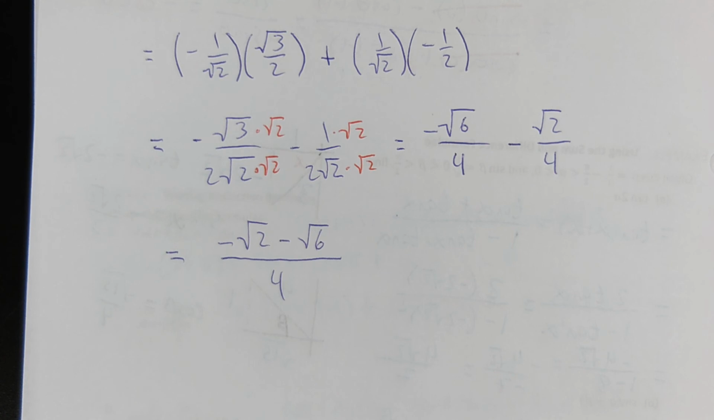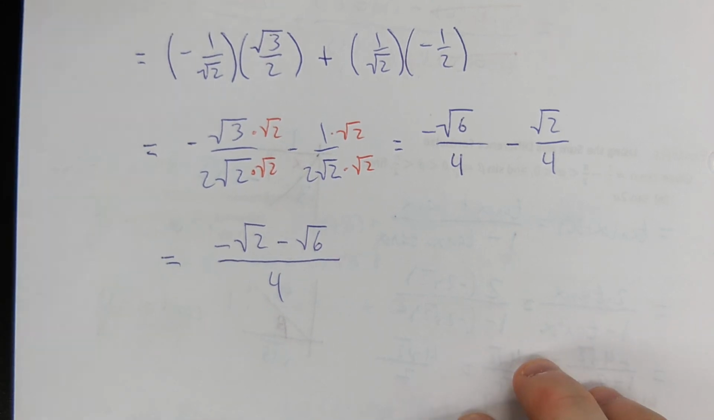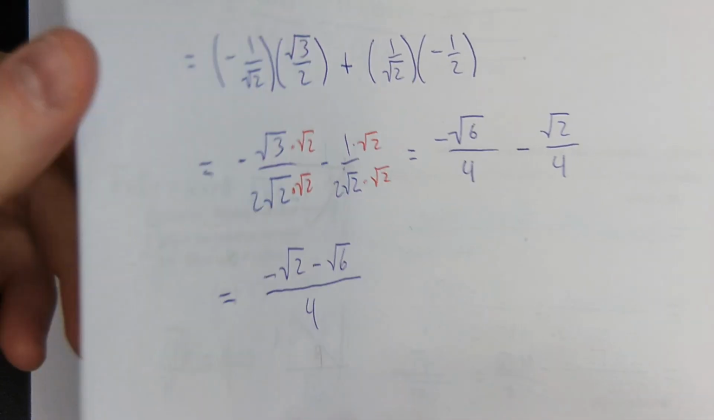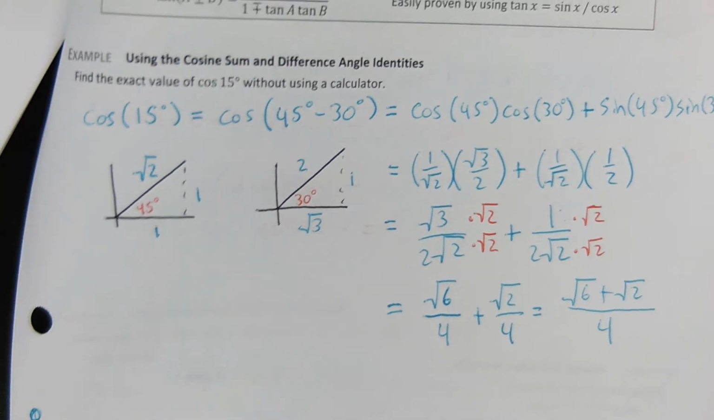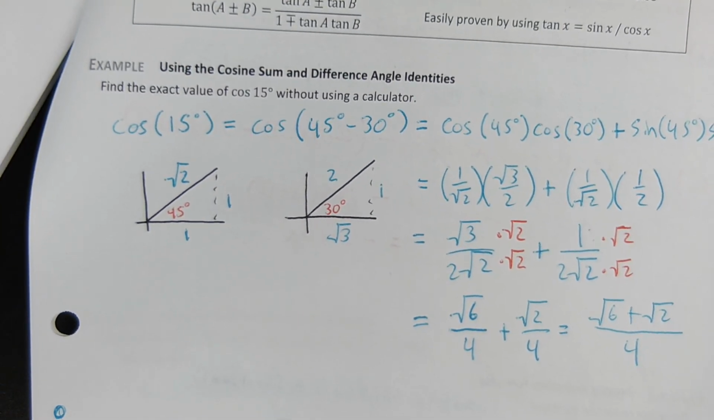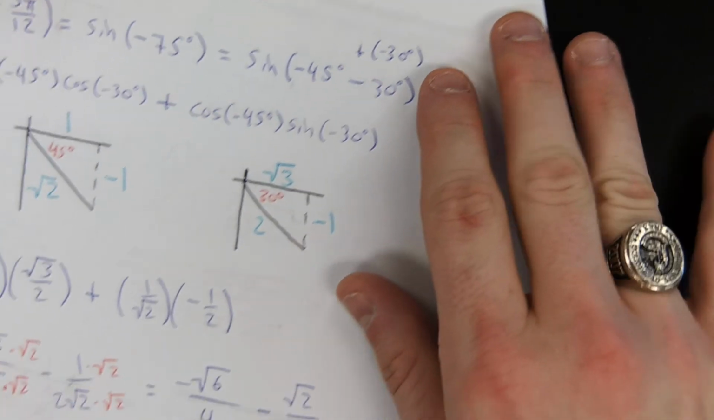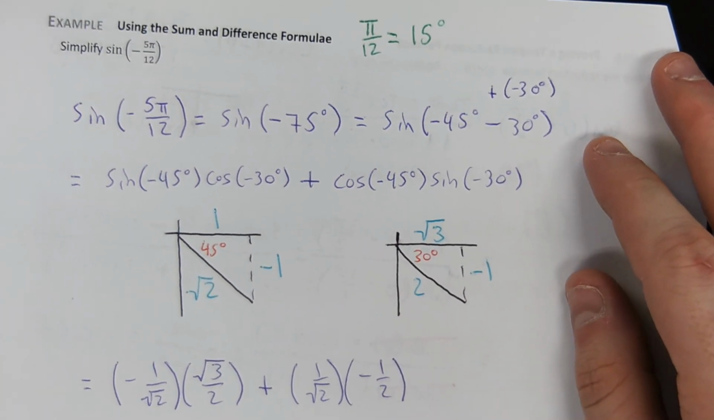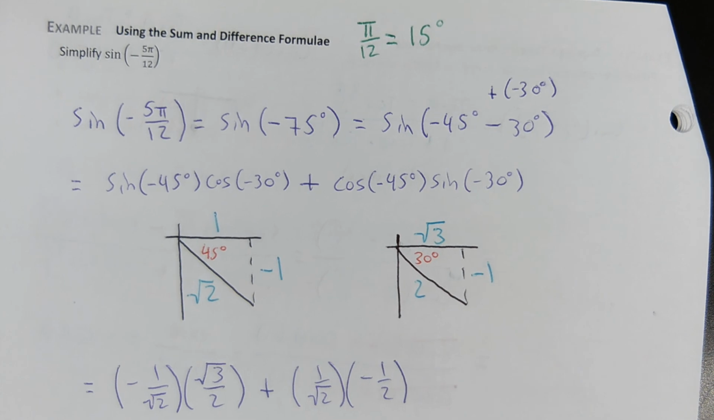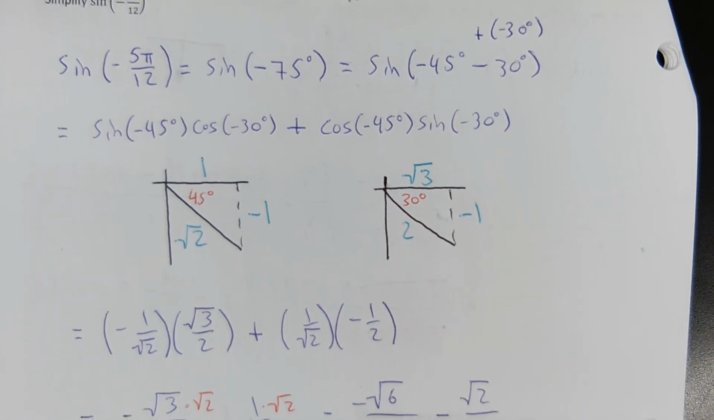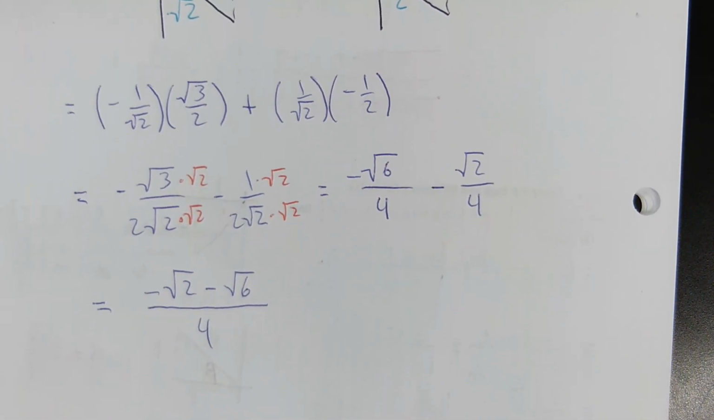The very first example in the notes was cosine of 15 degrees. Look at the answer. Cosine 15 degrees, sine of negative 5 pi over 12, or negative 75 degrees. Is it always some variant of that?